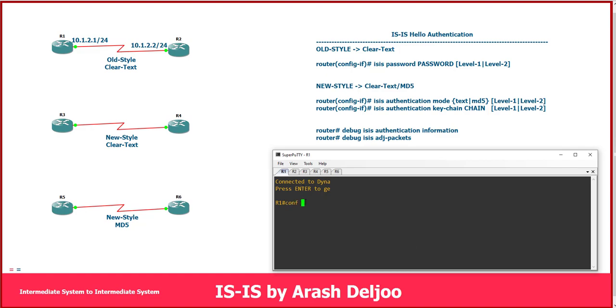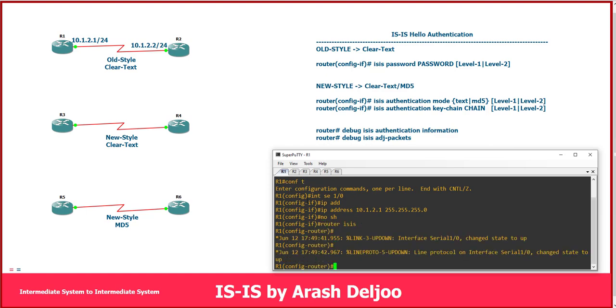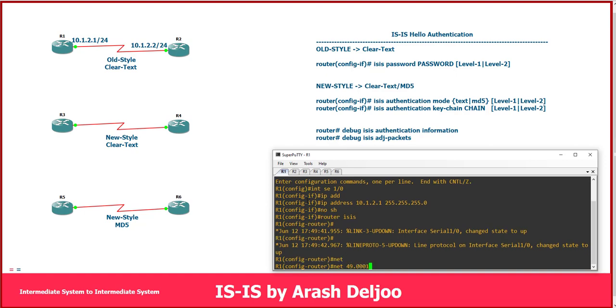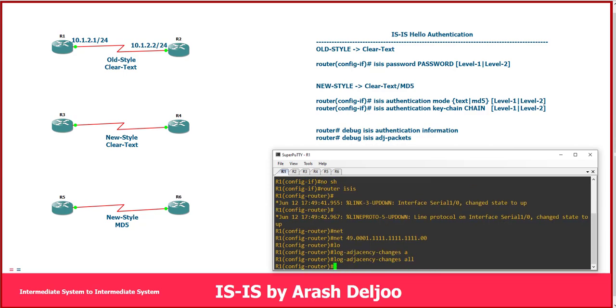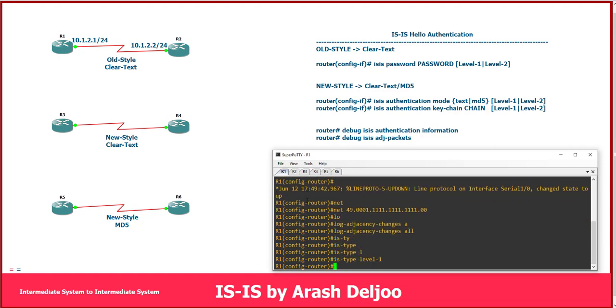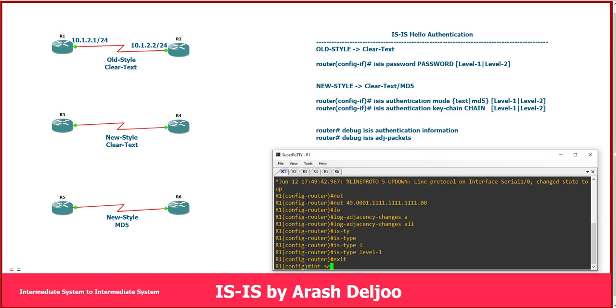This is R1 with an empty configuration. Interface serial 1/0, IP address 10.1.2.1 255.255.255.0, and then no shutdown. After that, I'm going to configure ISIS, router ISIS. The net is 49.0.0.1.1111.1111.1111.00. Log adjacency change all. And finally, we can configure the IS type as level 1. This is the level 1 router, okay? And after that, for interface serial 1/0, I'm using the ip router isis command.